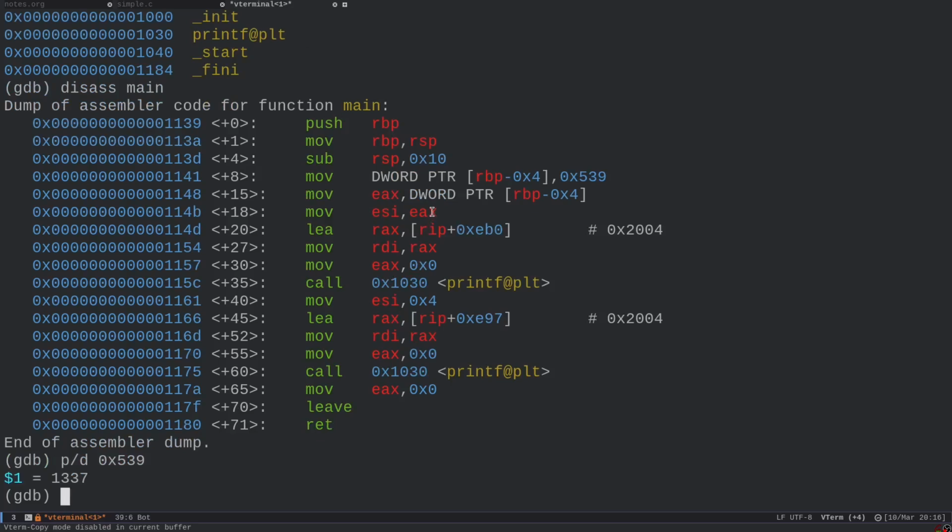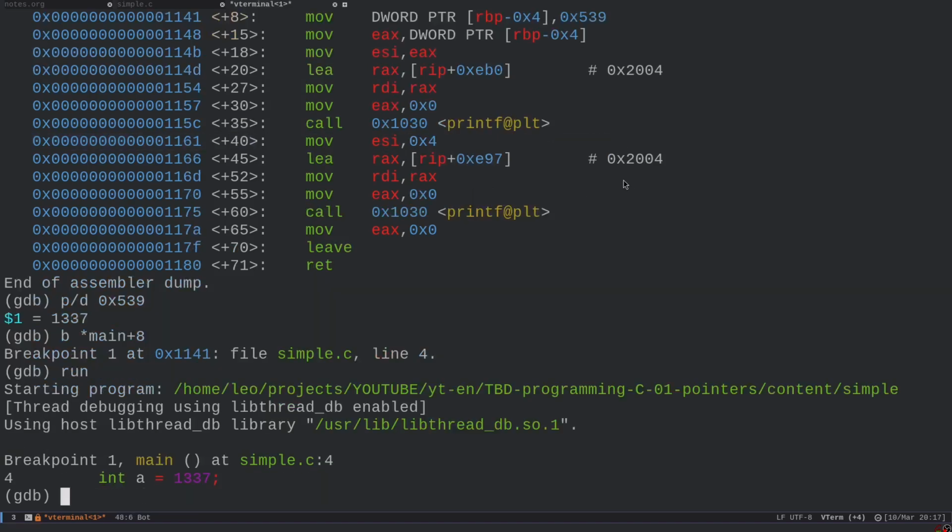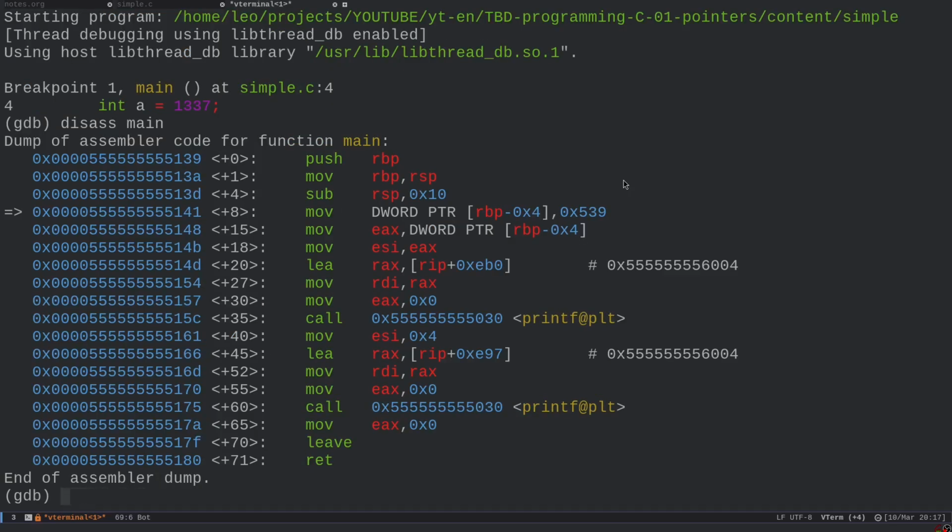We get the leet. Now, to actually understand this, let's put a breakpoint at main plus 8. So do b *main+8. With this syntax, we put a breakpoint at that location. Now we can run our program. It's going to break, of course, at that level. So we can do disassemble main again. Now we are on this layer. So we still have to write that particular value into memory.